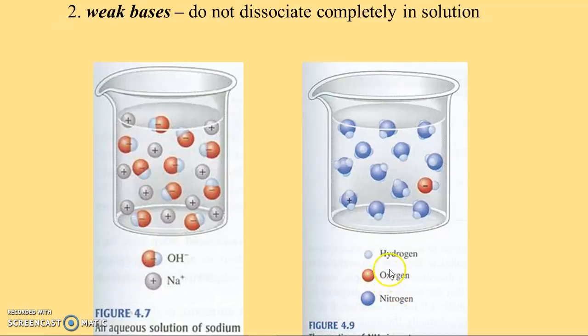The nitrogens and the hydrogens stay together and then has one oxygen in there. So now we see that they partially ionize. Out of 10, only one ionizes. So it all has to do with how those molecules break down in solution. Strong bases break down totally, they dissociate. Weak bases don't. Same thing with the acids.